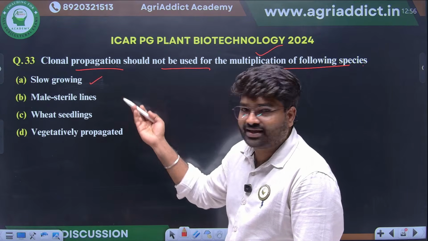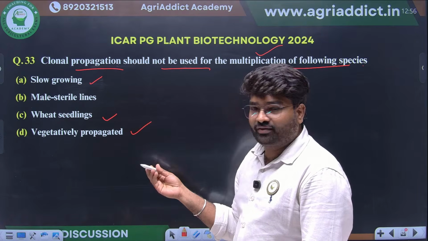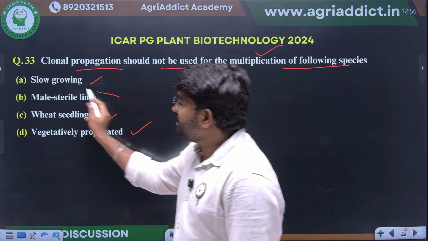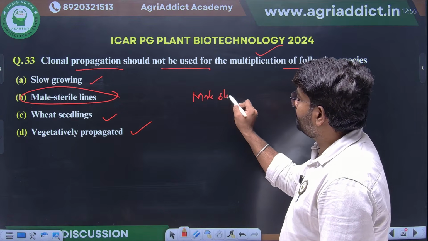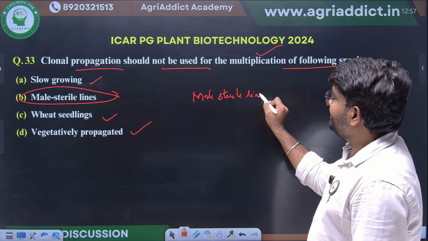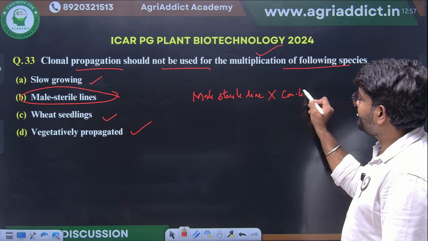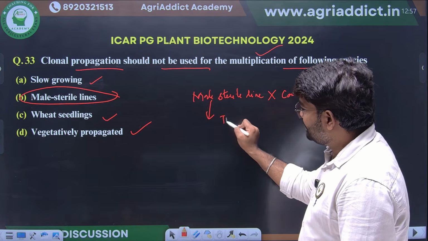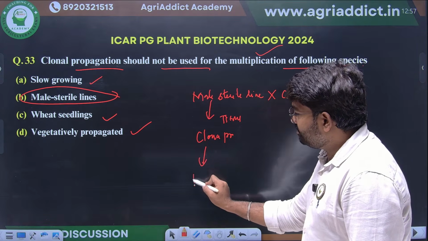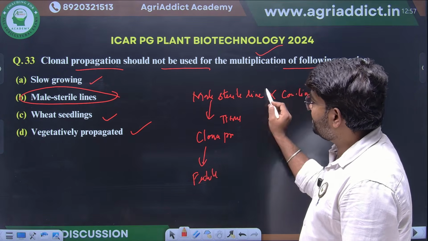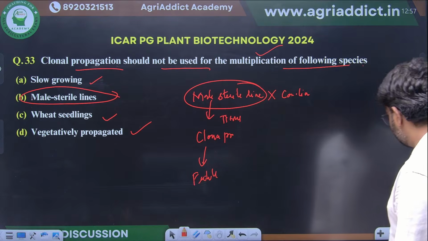Slow growing culture, this can be used. Yes, clonal propagation we can do. Wheat seedling, we can use. Vegetative propagated crops, we can use. But we cannot use it for male sterile lines, because the male sterile lines will be maintained by what? Male sterile lines will be maintained by crossing with the control lines. So if we take the tissue from this and do the clonal propagation, all the lines will be fertile only. It is not sterile. So we can't use the clonal propagation method for male sterile lines. Yes, option B is the right option.